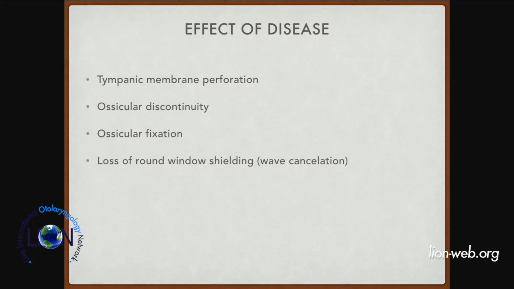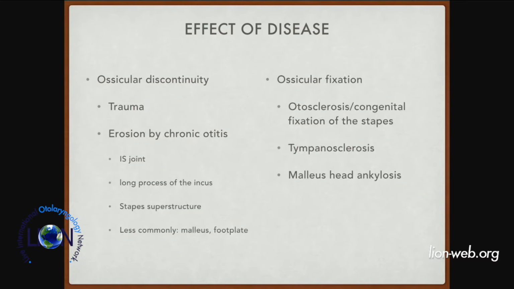Now, this mechanism can be affected by disease: tympanic membrane perforations, ossicular discontinuity, ossicular fixation, and loss of round window shielding, which is something we sometimes tend to forget when we're looking at middle ear pathologies and chronic middle ears. Sometimes perforations that sit over the round window, even with an intact ossicular chain, can result in a significant conductive hearing loss just because of wave cancellation. So the wave goes in through the round window and through the oval window, and at some point in the inner ear, the waves cancel each other. So thinking of the round window, I think, is important when you're reconstructing those middle ears.